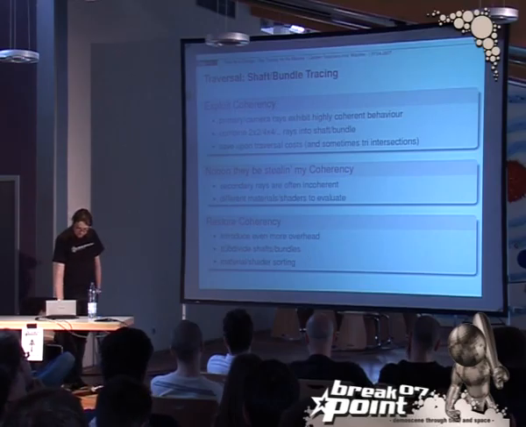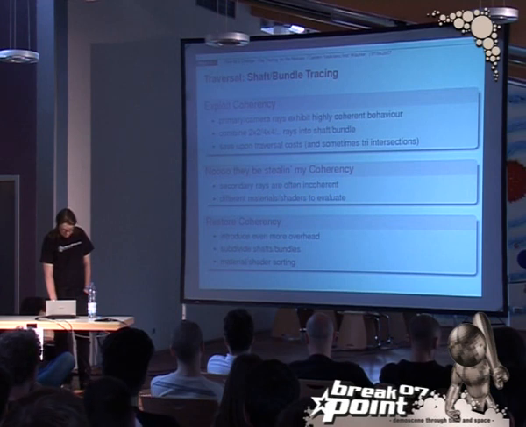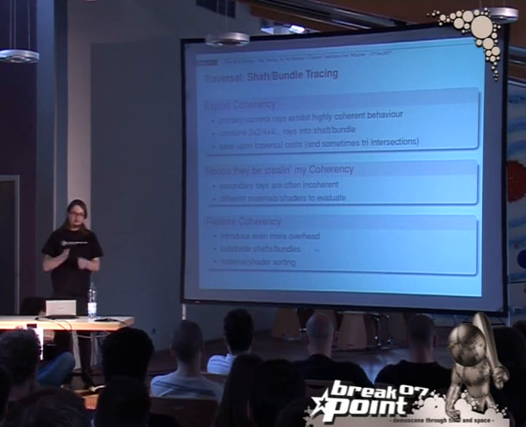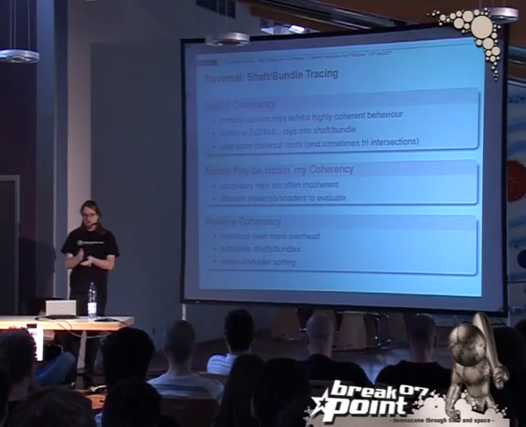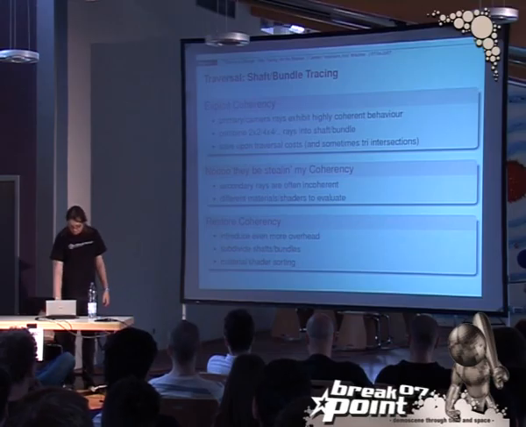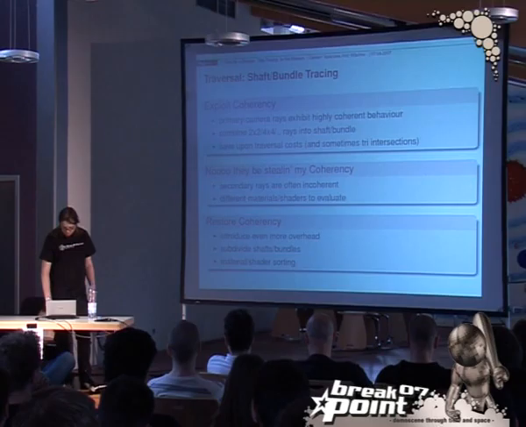The guys at Intel have released a paper, the multi-level ray tracing algorithm, that subdivides the shafts and bundles. So if you shoot the primary rays and they take different decisions, they subdivide the shafts or the bundles and try to get more coherency through that. But this is also very complicated, and I don't know if this is all worth it.